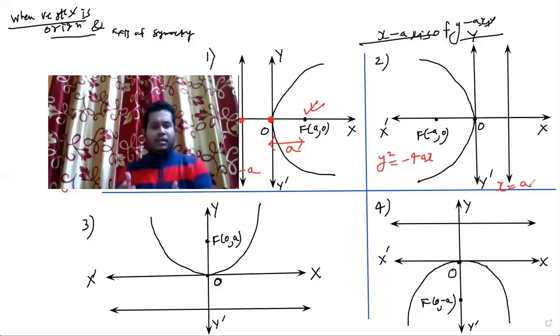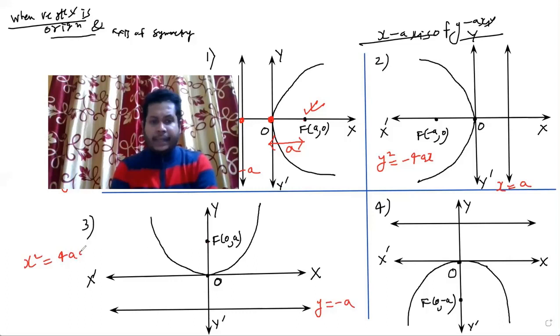Okay, now coming to the third situation. Now in this scenario, the focus is on the y-axis, because this time the axis of symmetry of the parabola is the y-axis. So in this case, as we know, F is obviously on the y-axis, so if I consider the distance of the focus from the origin as a units, the coordinates will be 0 comma a. And in that case, what will be the directrix then? Obviously it's on the lower side. That means the equation of the directrix will be y equal to minus a. And in this case, the standard equation of the parabola will be x square equal to 4ay.